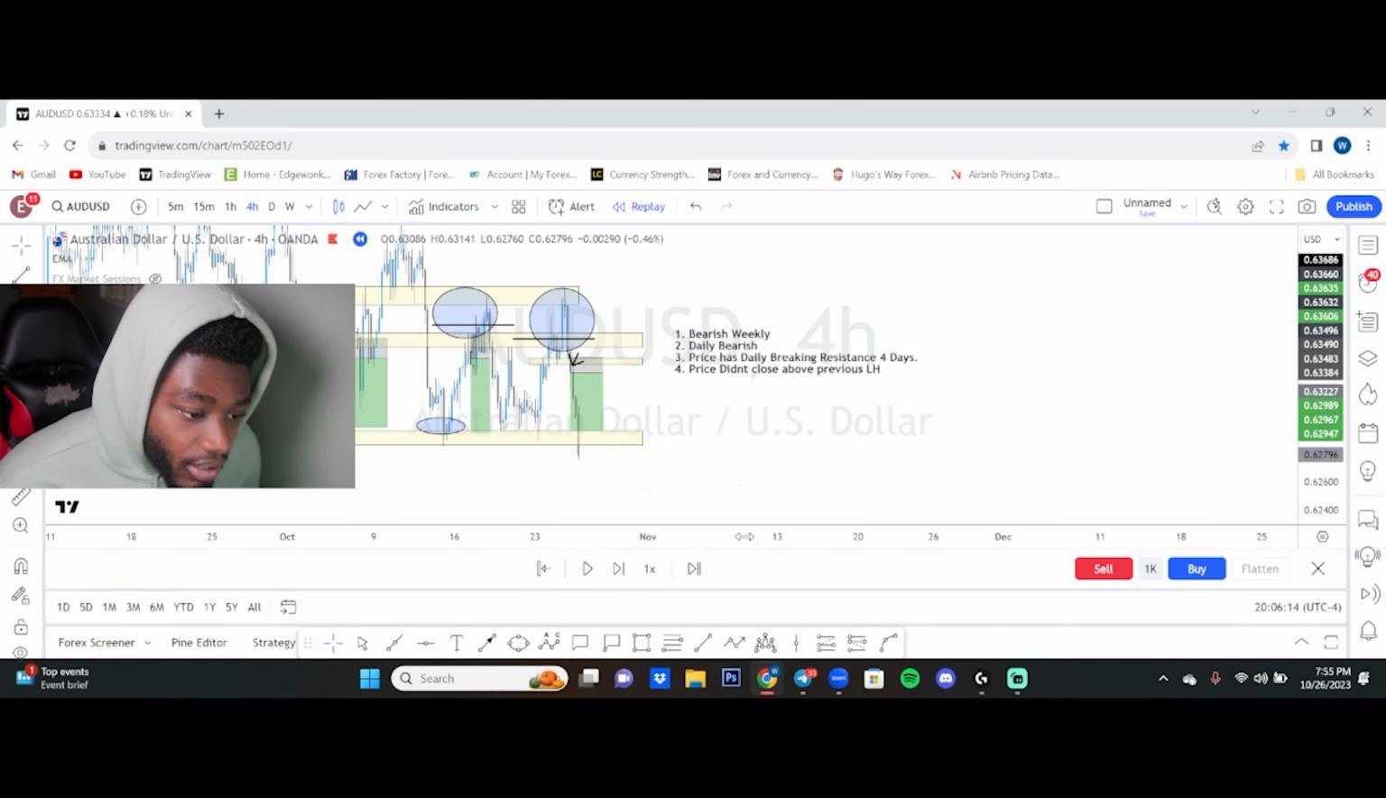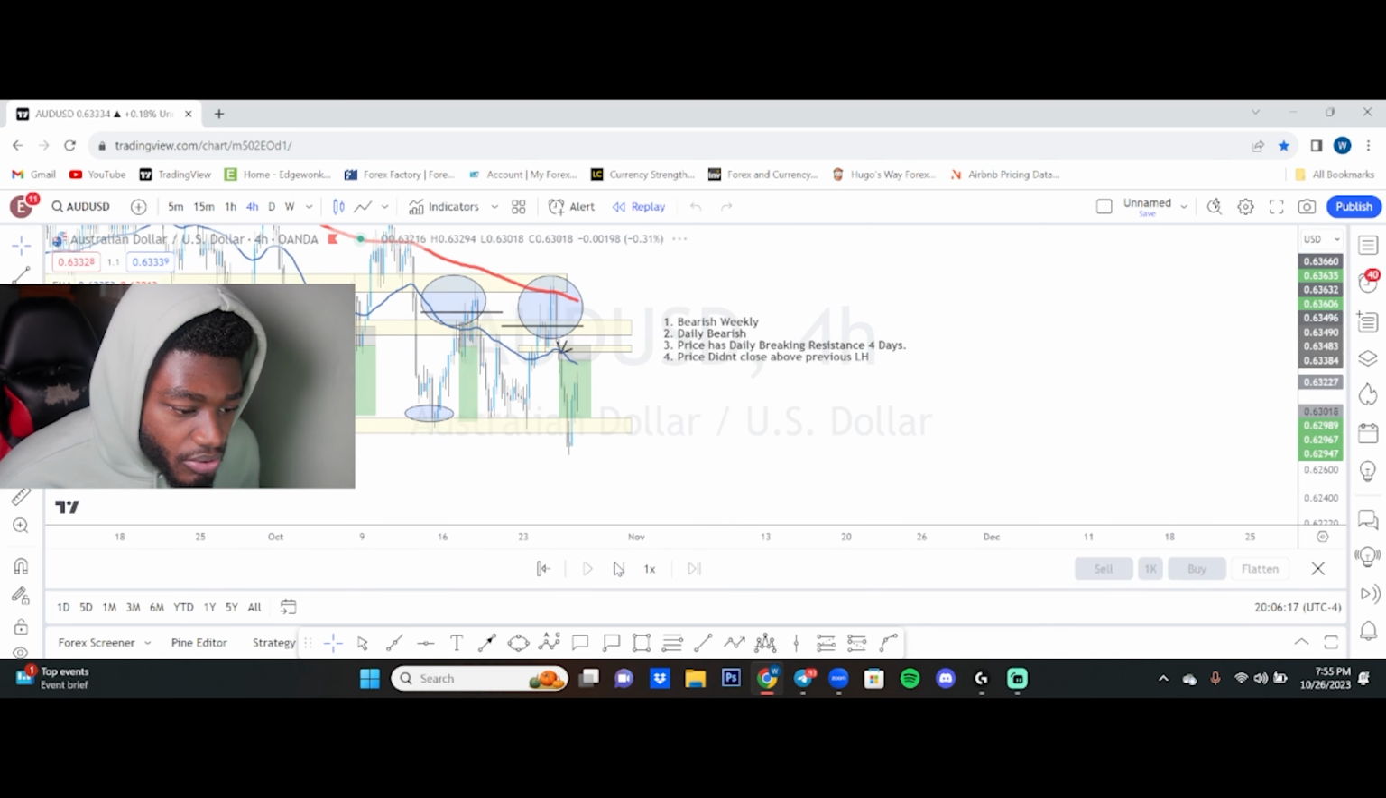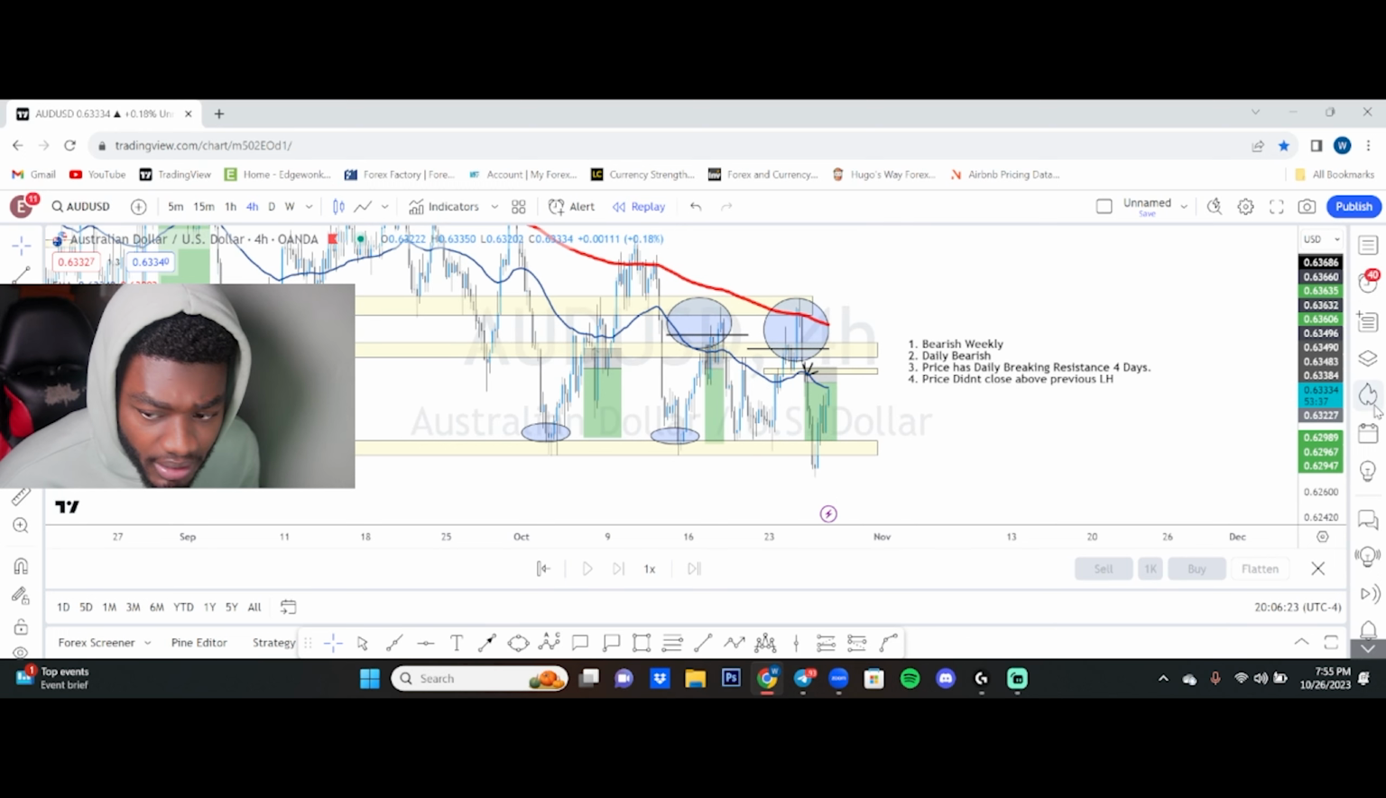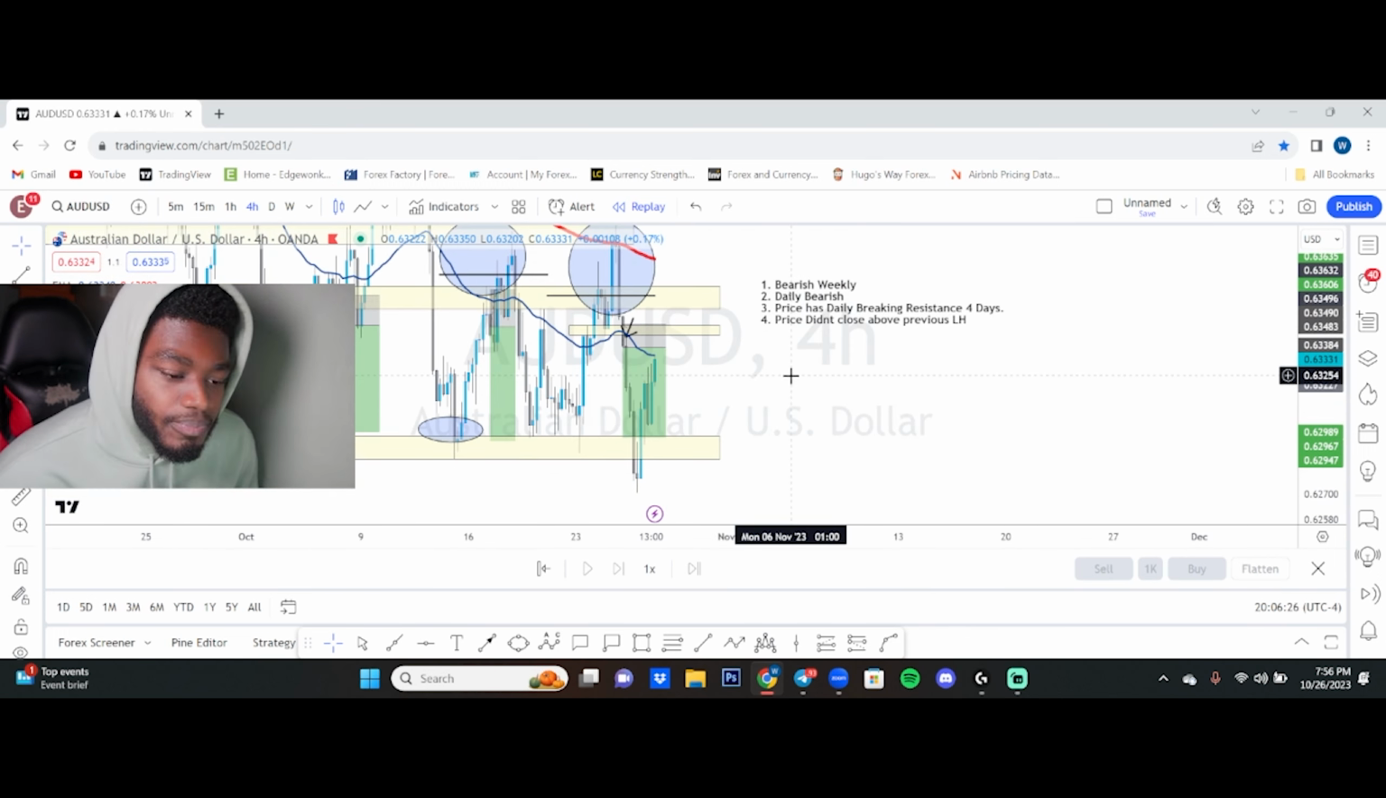I'm gonna probably be looking for more sells as price continues, probably at a better price. But if price can come back to this key level and essentially give me a couple more confirmations, then I'll continue to scale in these orders. But for now, I'm fine with my 10,000.